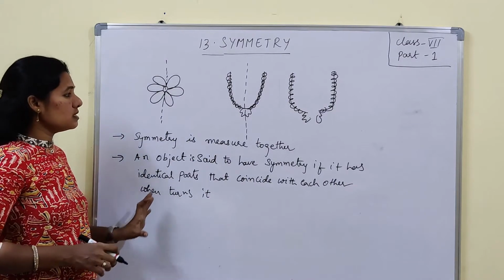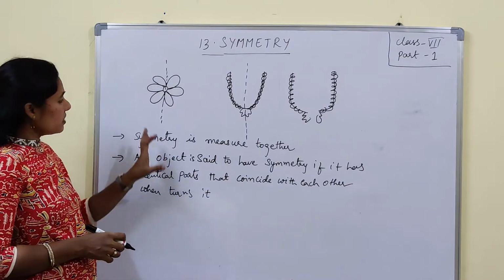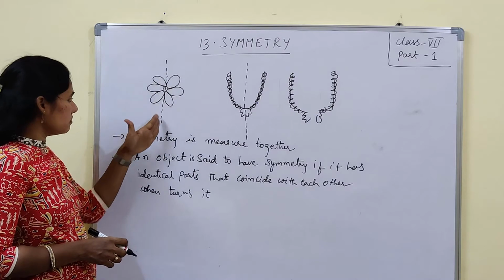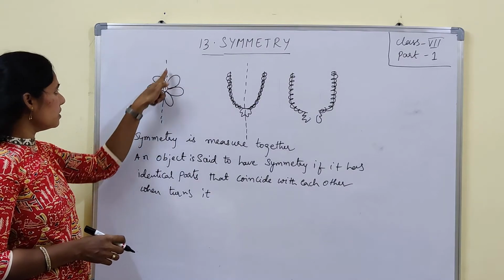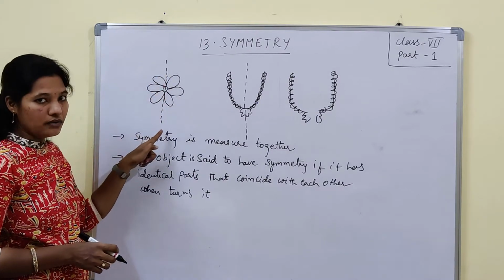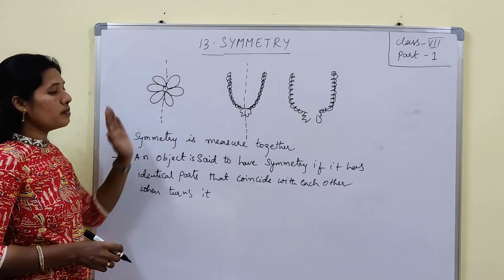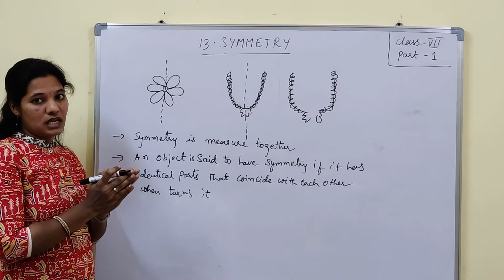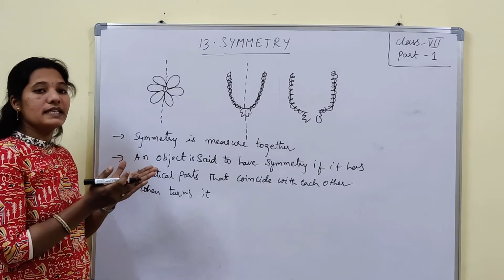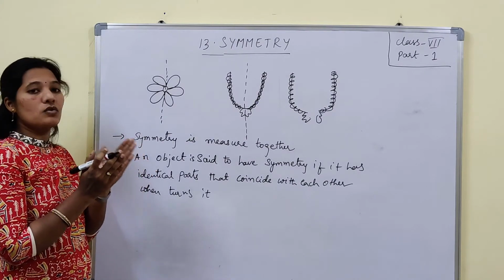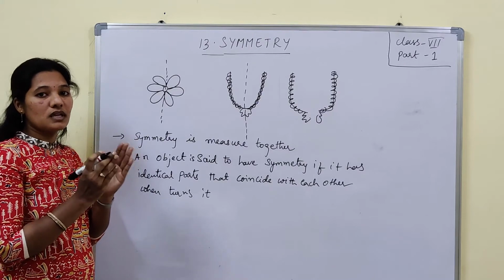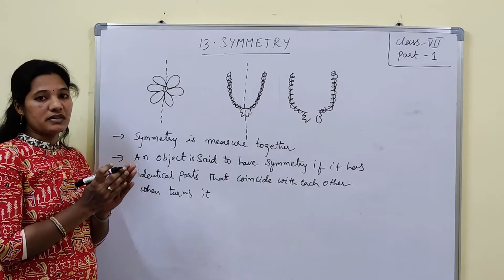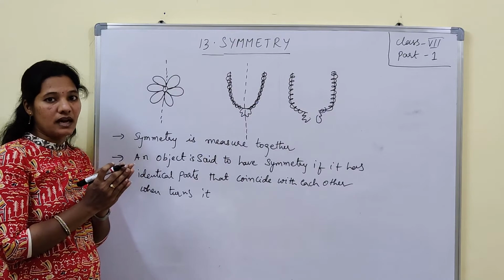So what exactly does symmetry mean? When you draw a line here, making it half, and you fold the paper, this part and this part look the same. Looking the same is nothing but symmetry. Looking the same comes under the concept of identical parts. It is nothing but identical, another name.